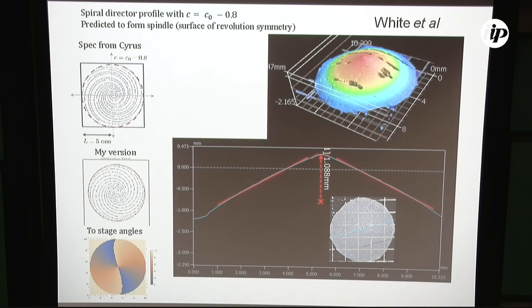And here's Tim White producing a spherical spindle with a little pointy bit there. Of course, blunted eventually by the fact that this is a finite thickness, and you don't want to make it infinitely pointy if it's got finite thickness.